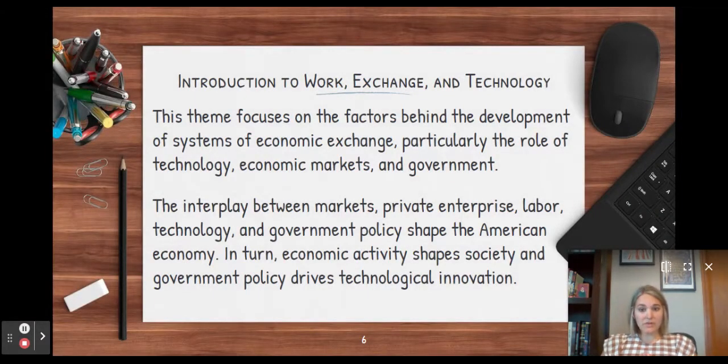So this week, we are focusing on the theme of work, exchange, and technology. This theme focuses on the factors behind the development of systems of economic exchange, particularly the role of technology, economic markets, and government. The interplay between markets, private enterprise, labor, technology, and government policy shape the American economy. In turn, economic activity shapes society, and government policy drives technological innovation. So this is the concept that is most closely tied to the economic system in America.